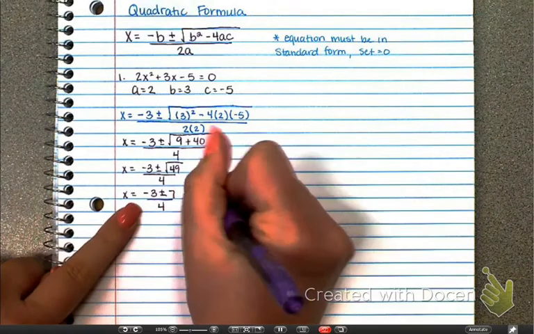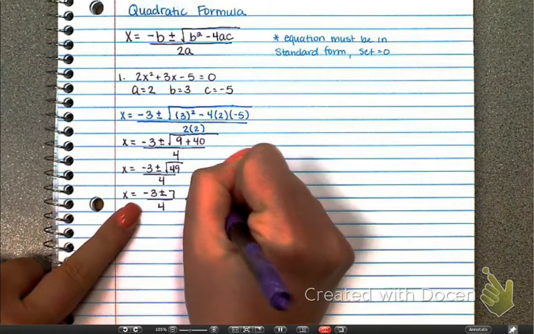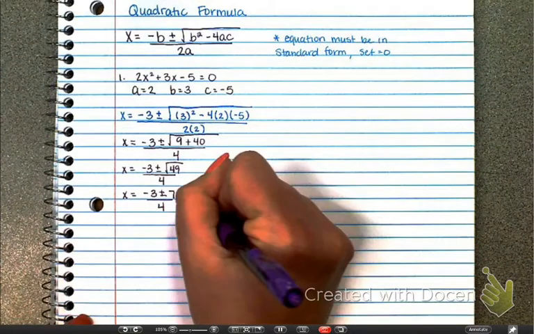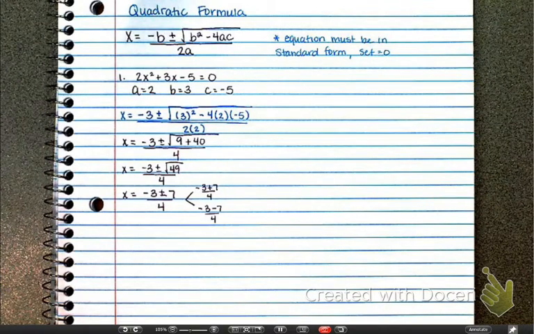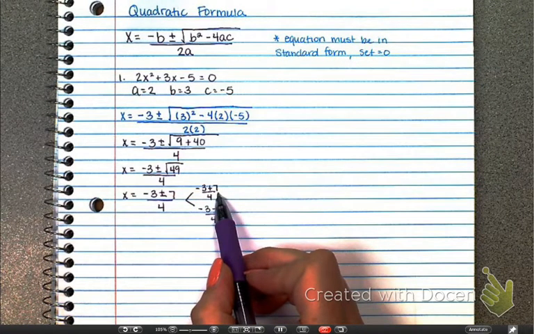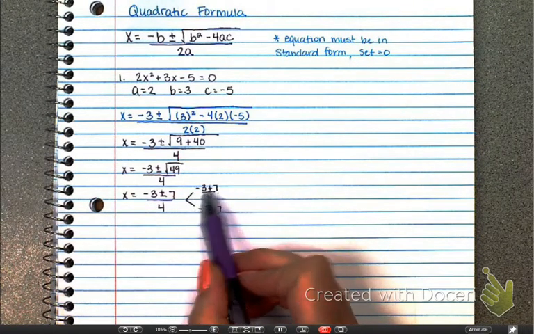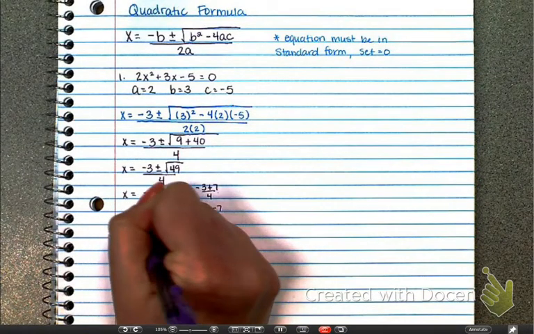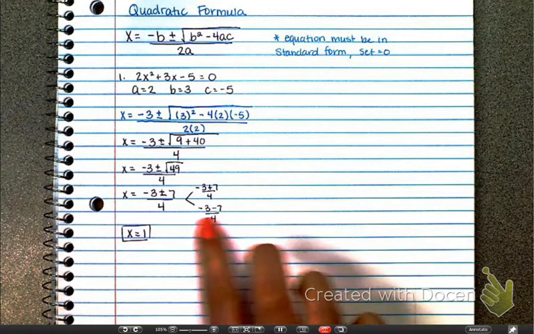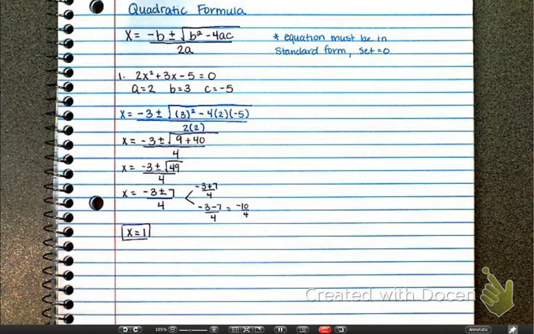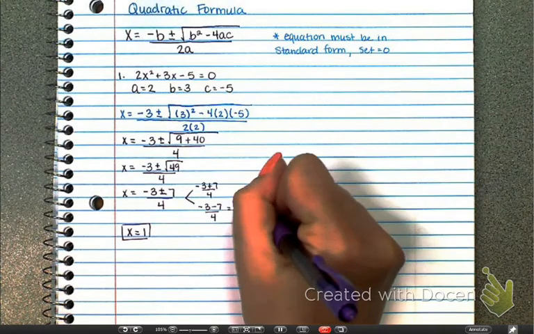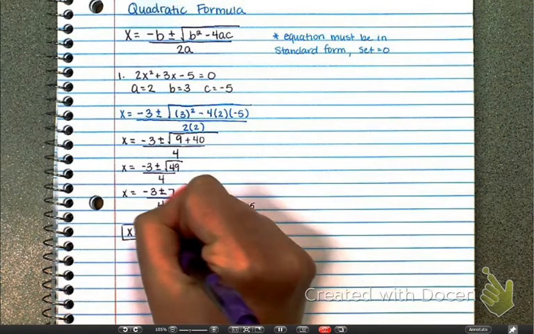So you have negative 3 plus 7 over 4, and you have negative 3 minus 7 over 4. And we need to simplify that if possible. And we also need to keep our answer as a fraction. So negative 3 plus 7 gives me 4. And 4 divided by 4 is 1. So my first answer is 1. Negative 3 minus 7 is negative 10 over 4. Now I know that doesn't go into evenly, but can I simplify it? By 2. So it would be 5 halves. Negative 5 halves.